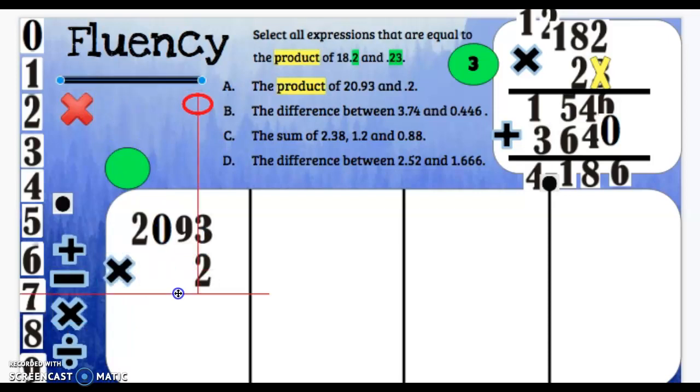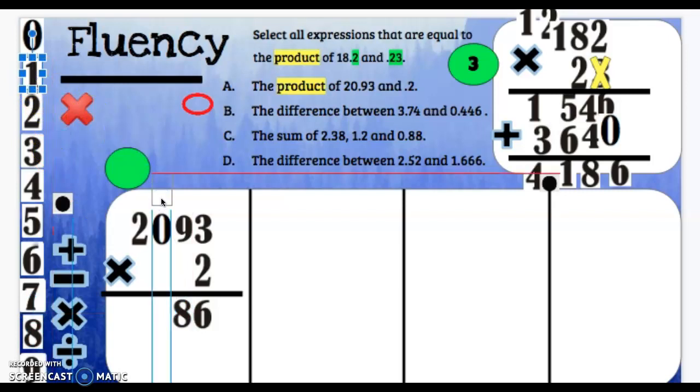Draw my line down. 2 times 3 is 6. And I'll move that line over for us because we do not want it in the other row. 2 times 9 is 18. Bring up the 1. 2 times 0 is 0, plus 1 is 1. Don't get stumped on that one. 2 times 2 is 4.